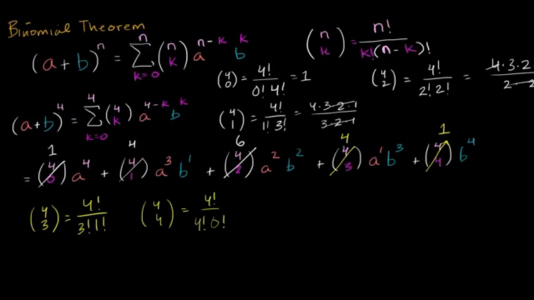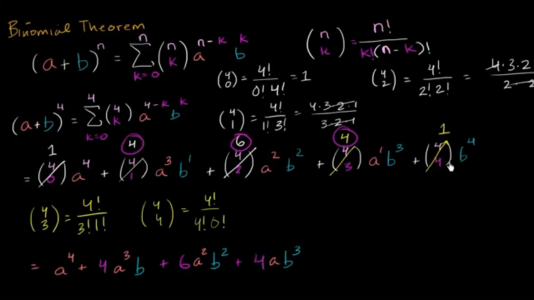And actually, let me just write that down since we did all that work. This is equal to a to the fourth plus 4a to the third b plus 6a squared b squared plus 4, I think you see a pattern here, plus 4a times b to the third power plus b to the fourth power.